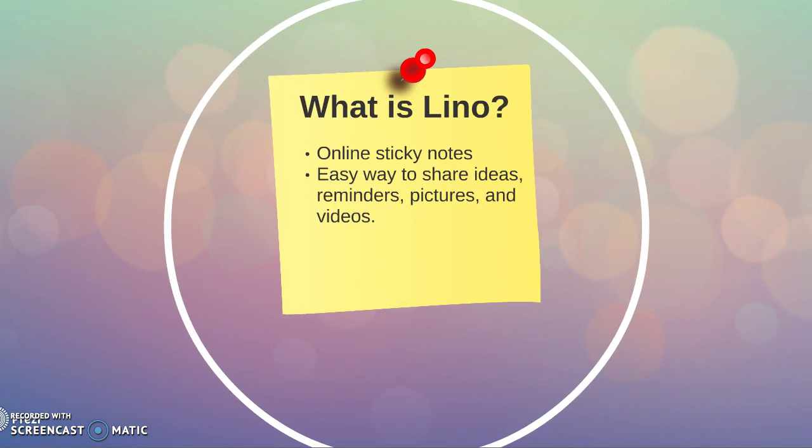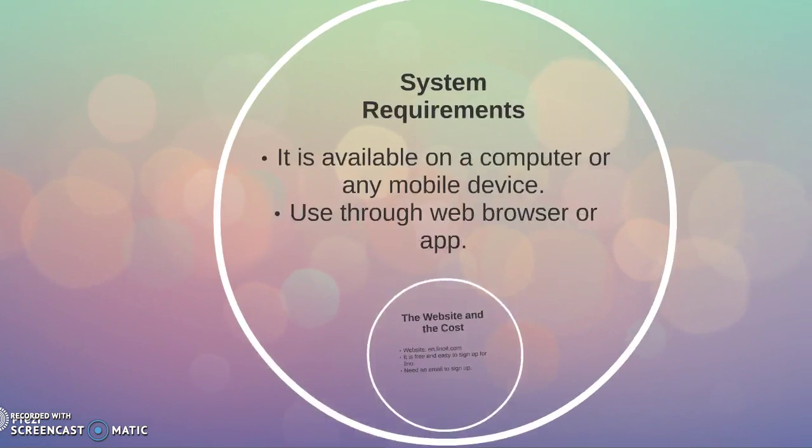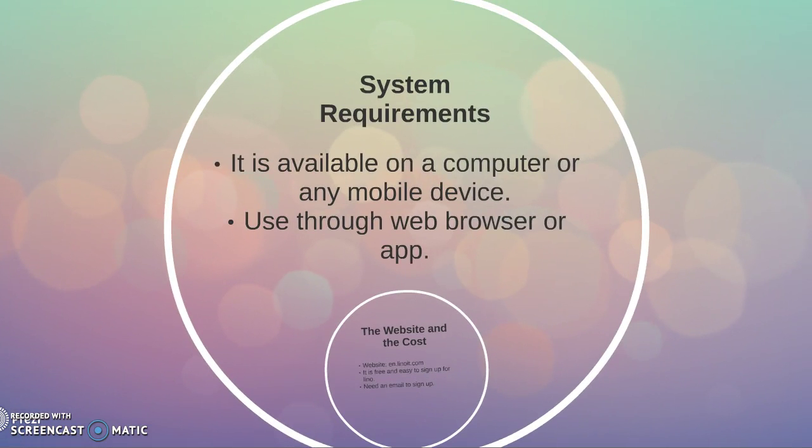Lino is an online corkboard where you can post sticky notes, pictures, and videos. To be able to use Lino, you just need the internet and a device to connect to the internet, such as a computer, phone, or tablet. Then you can just use the web browser or the app to use Lino.